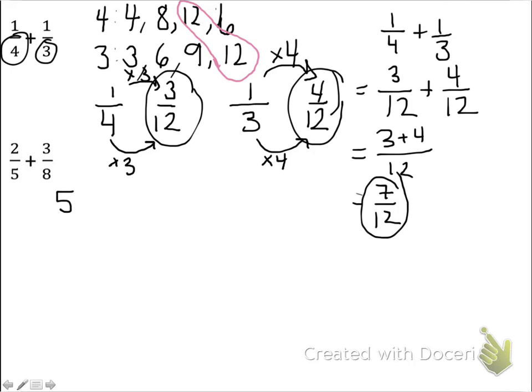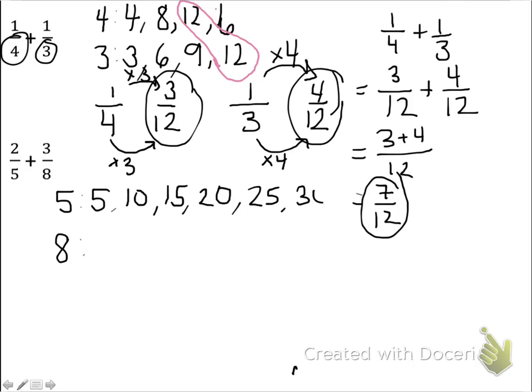So our first step is to find the lowest common denominator of 2/5 and 3/8. So I'm going to write the multiples, not the fractions, the multiples of 5 and 8. 5 times 1 is 5. 5 times 2 is 10. 5 times 3 is 15. 5 times 4 is 20. 5 times 5 is 25. 5 times 6 is 30.